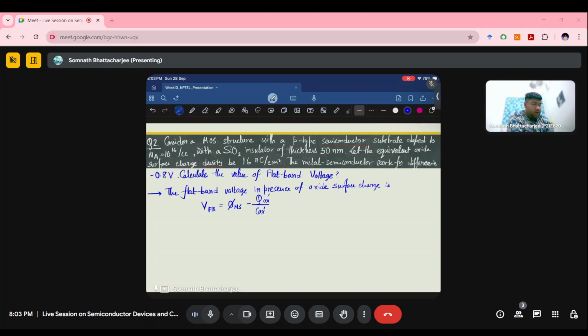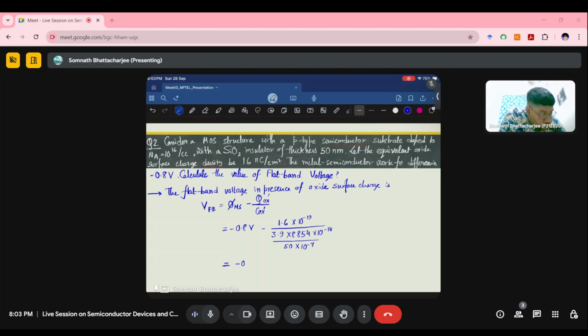So I'll just put the values. The value of this is 0.8 volts minus this, nothing but 1.6 times 10 to the power of minus 19, divided by 3.9 into 8.854 multiplied by 10 to the power of minus 14, divided by 50 into 10 to the power of minus 7. So it is nothing but Cox equals epsilon ox by Tox, and we're just putting the values here.